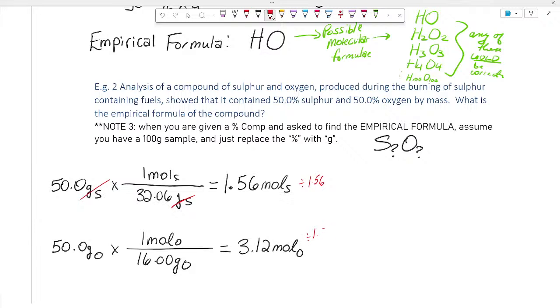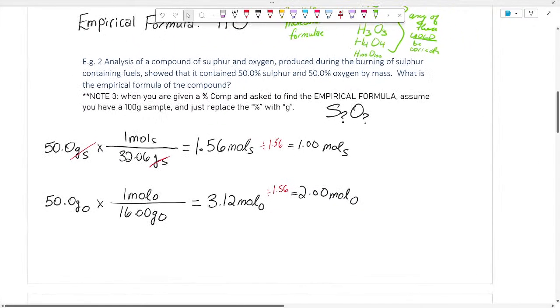1.56. And when we do that, this one happens to work out just perfectly, right? Which is funny. Isn't it funny that when you see these, it feels like this is bound to be not perfect, but by virtue of sulfur being twice as heavy as oxygen, you get nice data. So we end up with 1.00 and 2.00, right? So that is nice, easy data. There's no need to round. So what is the empirical formula of this sulfur oxygen compound?